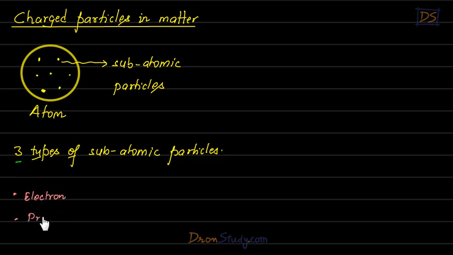Second is proton. And third is neutron. Okay, students, so you must remember these names with their correct spelling. It's very important, students. So inside atoms, there are subatomic particles. They are very small particles, and there are three types of particles. One is electron, another is proton, and third is neutron.